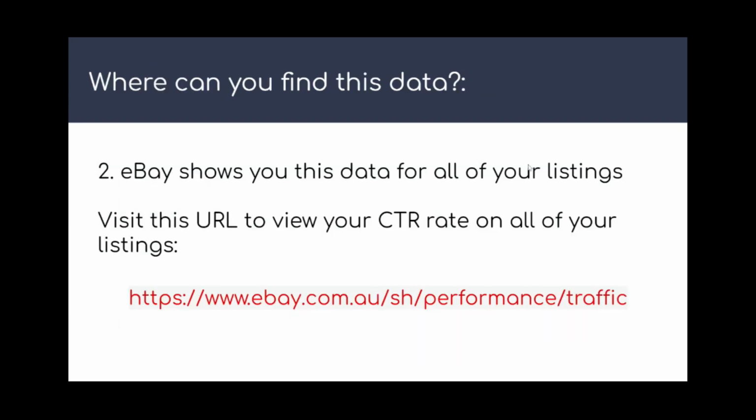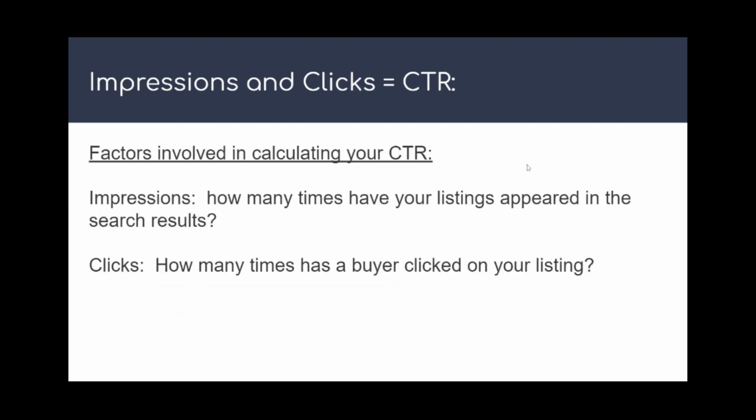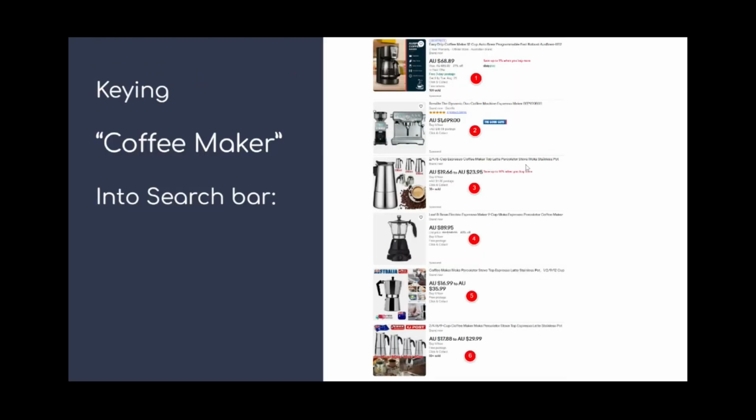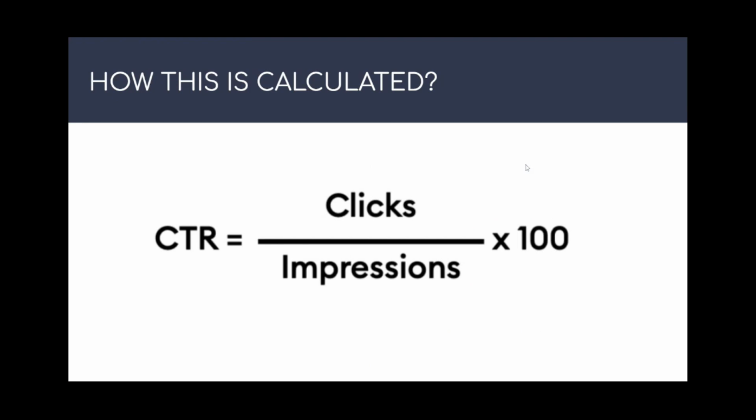So where can you find this data? eBay shows you this data for all your listings. Visit this URL to view your click-through rate on all of your listings. Okay, impressions and clicks are what equal your click-through rate. So what are the factors involved in calculating your click-through rate? Impressions. How many times have your listings appeared in the search results? And clicks, how many times has a buyer clicked on your listing? So for example, here if we keyed in coffee maker into the search bar, these here are the impressions for coffee maker.